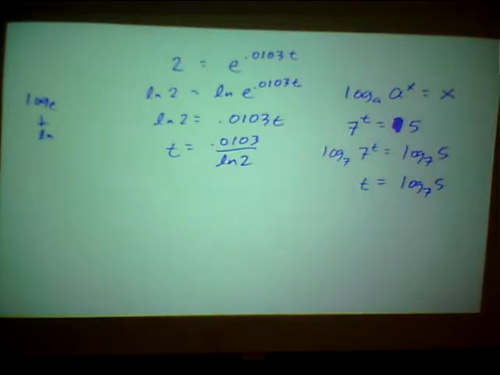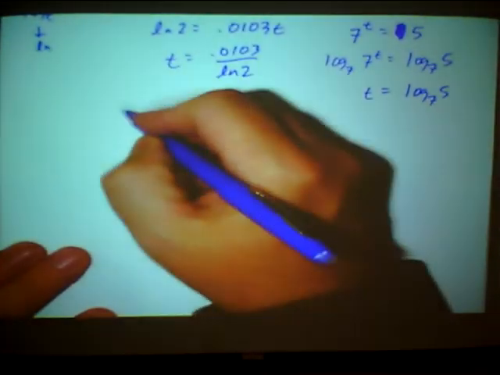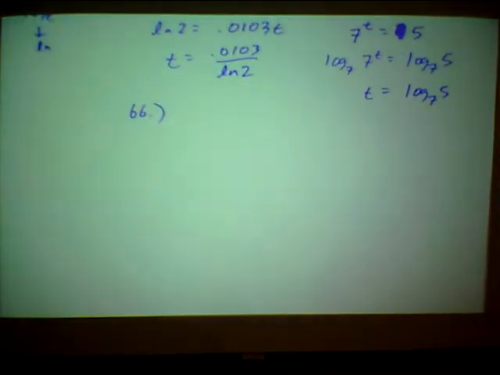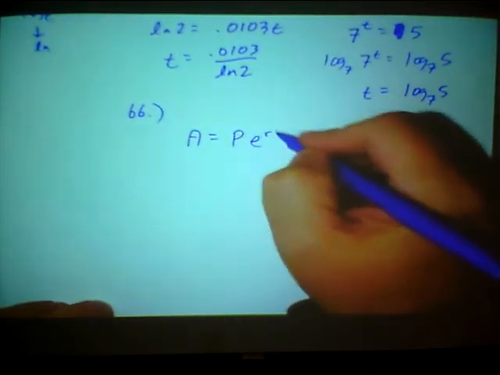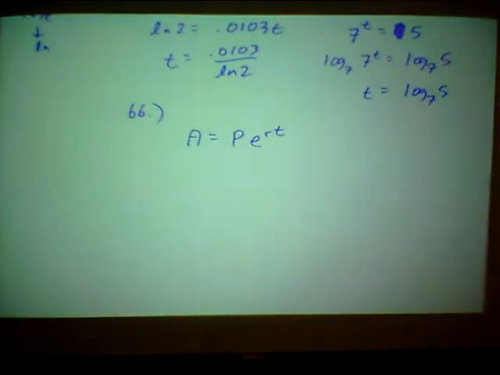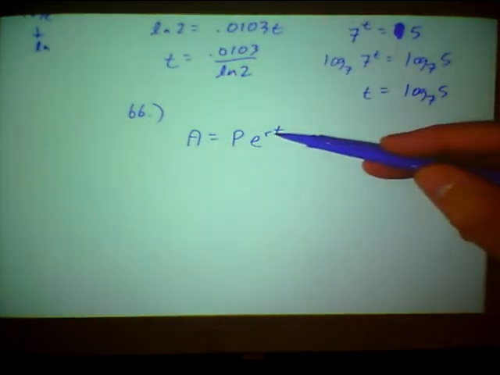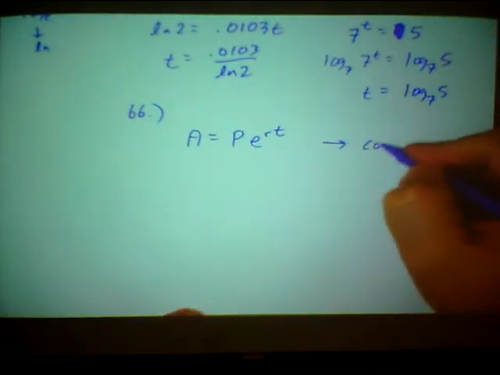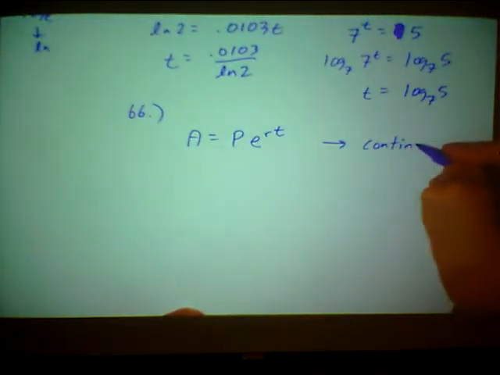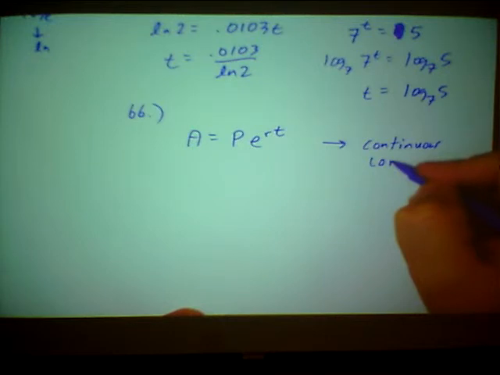Now let's do a second problem out of section 5.4, number 66. This is a continuously compounded interest problem. Now before I read the problem, once again, I'm going to refer back to section 5.3, and we have an equation that tells us how to calculate the compound interest, where P is the amount of money you put in the bank, R is the interest rate, and T is the number of years. Once again, this is the equation when you have continuous compounding.